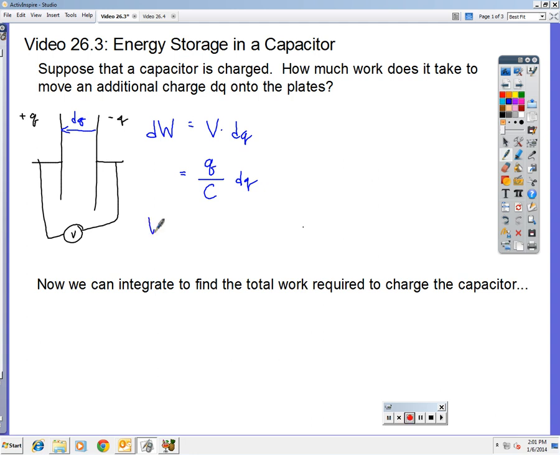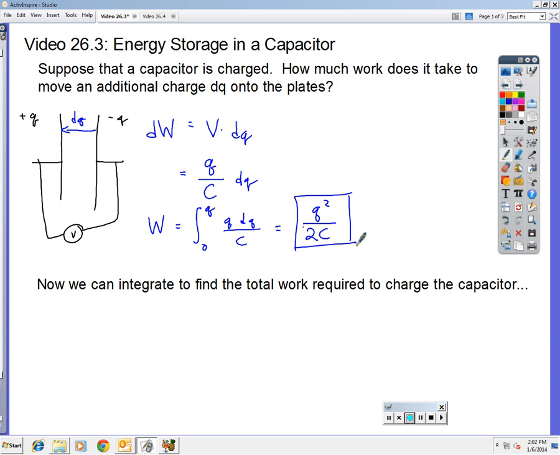And so to find the total work required to bring the capacitor up from 0 to its charge Q, we'll integrate from 0 to Q. So we have Q dQ over C, and that works out to be Q squared over 2C. That's a formula you should memorize, but you should also know how to derive it. We integrated to find the total work required to charge the capacitor.